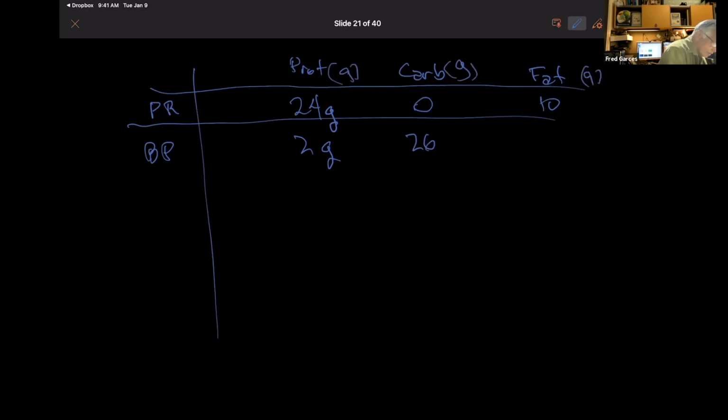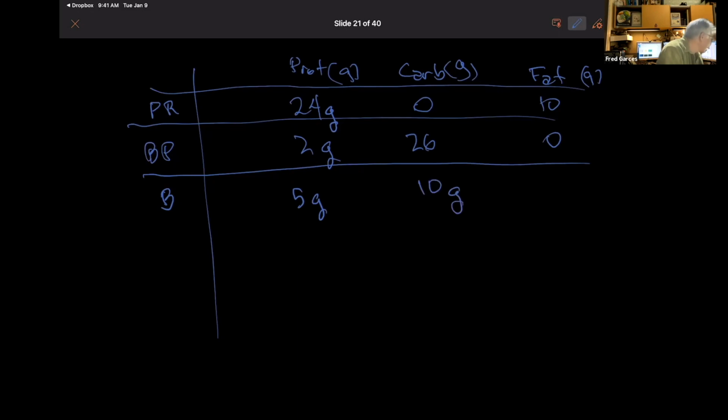Okay. And you've got 0 grams of fat. And then I have my broccoli. And my broccoli has 5 grams of protein and 10 grams of carbs and 5 grams of fat. And let's see, what else do I have? Black coffee. Okay.